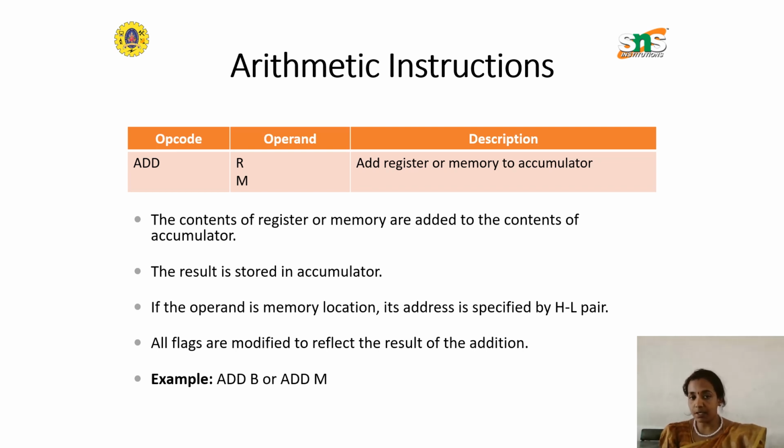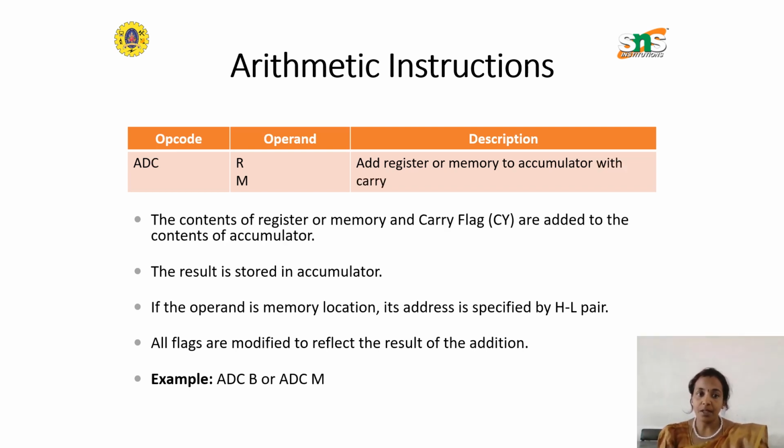So ADD B is one instruction, ADD R is one instruction, ADD M is one instruction. If you have an instruction like ADD B, then it means that contents of B register should be added with the contents of the accumulator. Next one is ADC R. Add register or memory to the accumulator with carry. So if you have the letter C, then it means that the contents of the register are to be added with the accumulator but along with the carry.